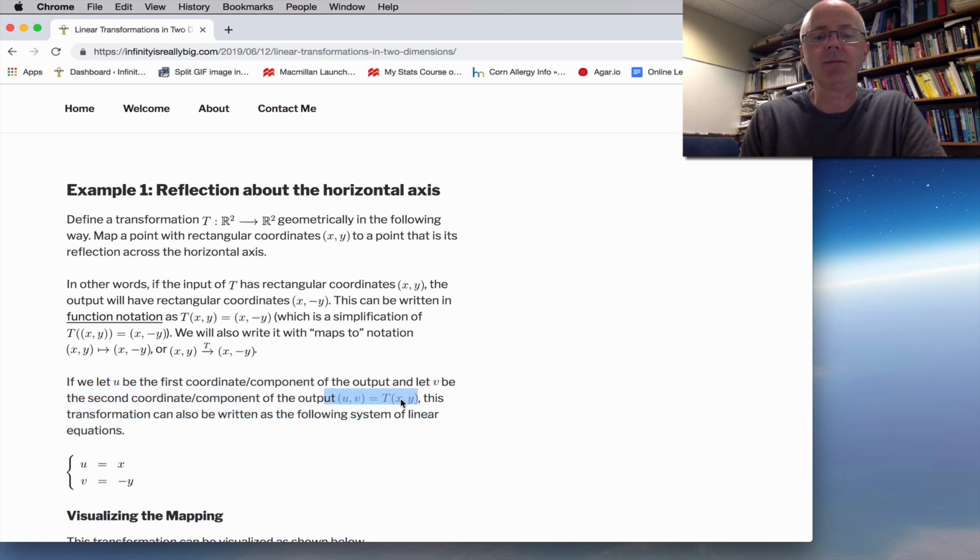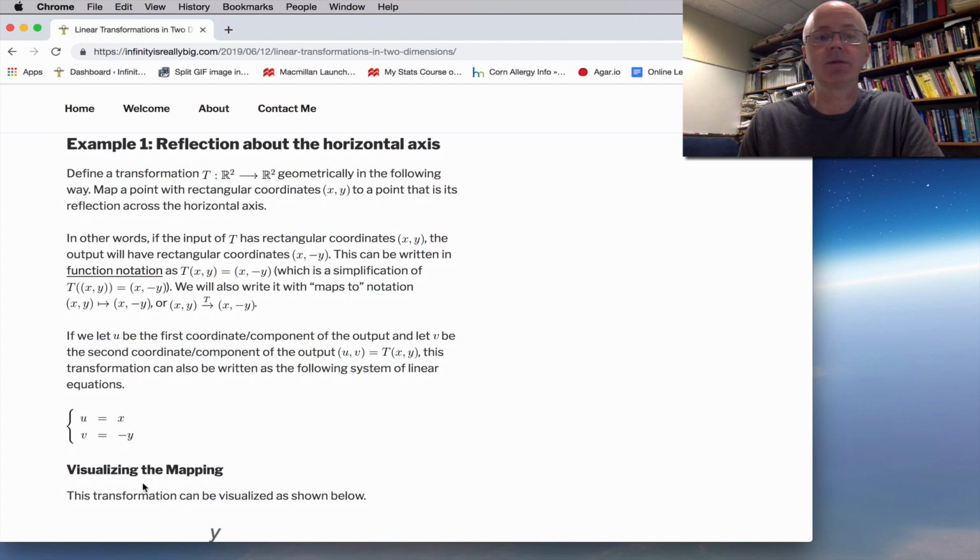(u, v) could be the name of the output point, equals T of (x, y). You could write the formulas for u and v as a system of linear equations. Linear equations, first powers of x and y, with no constants being added. u equals x, v equals negative y.